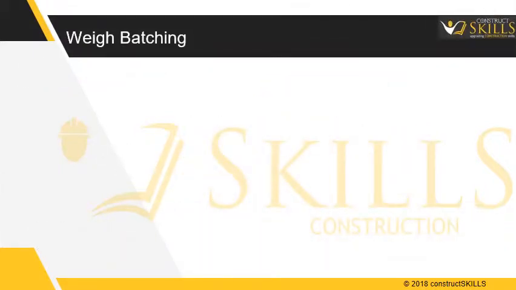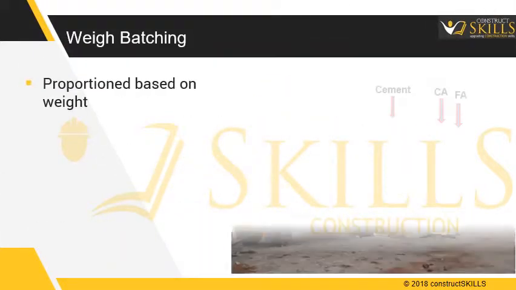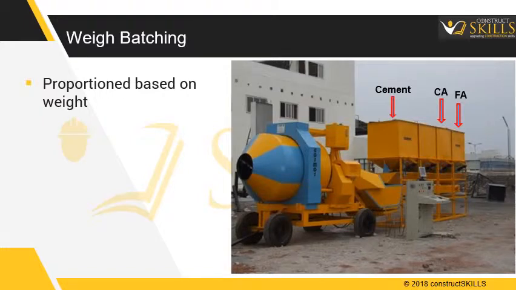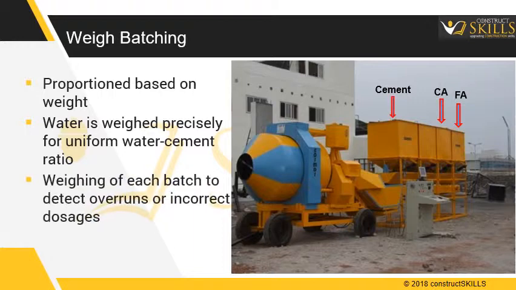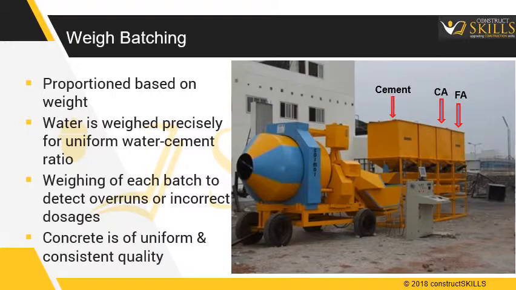Weight batching. The ingredients are batched based on weight of individual components. The mixing is performed by a wide variety of equipment. Water for mixing is weighed out precisely as a function of the weight of cement used for each mix proportion. Hence, uniform water-cement ratio is maintained. Each batch is weighed, which makes it easy to detect overruns or incorrect dosages. Concrete is of uniform and consistent quality.